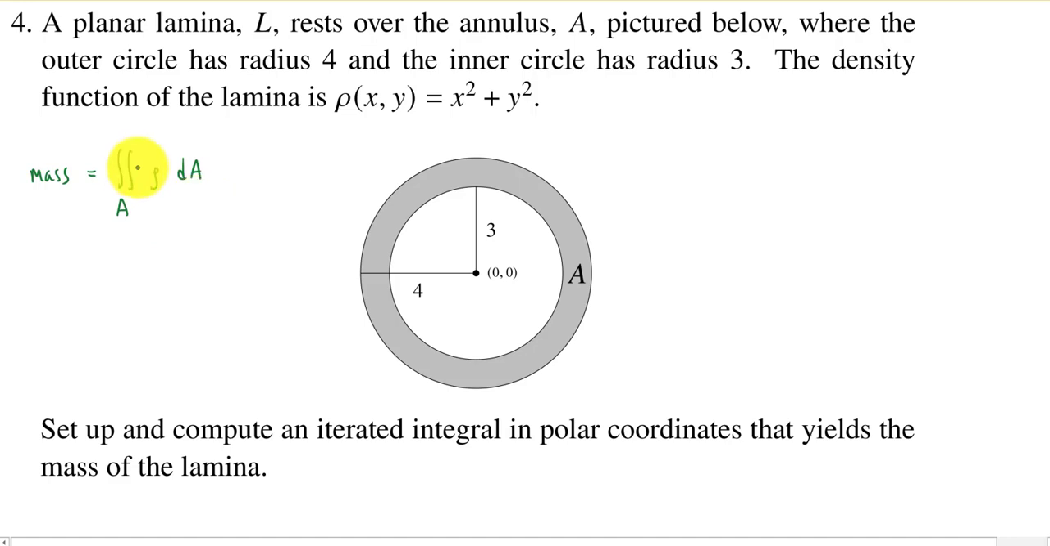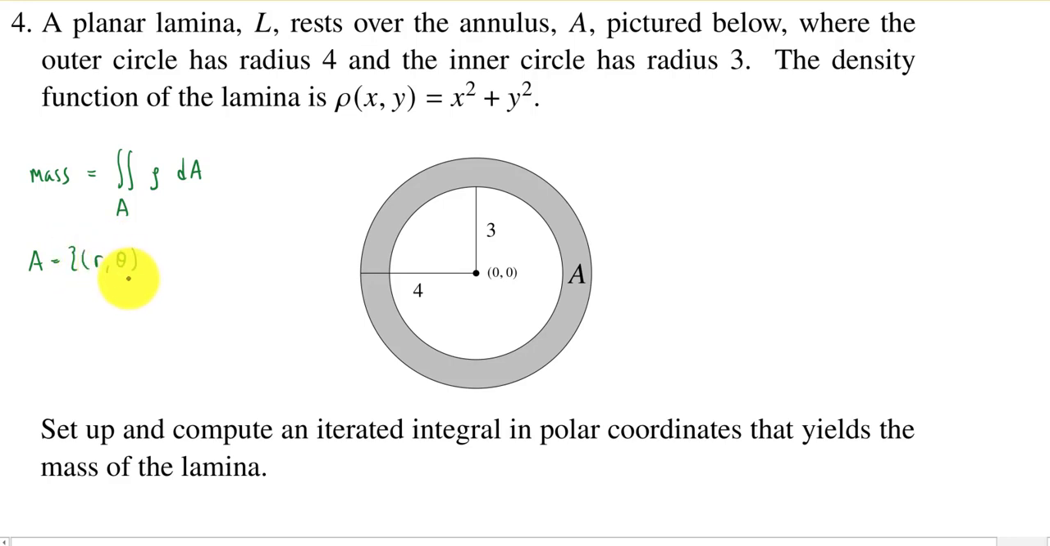Okay, so we want to set up this double integral, but we want to do it in polar coordinates, which means we're going to want to write down A not as a type X region or a type Y region, but actually as a polar region. And ideally, even a polar rectangle, right? That's the best case we can think of here. So let's see if we can write A in that way.